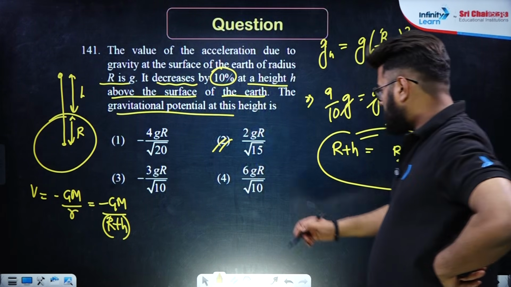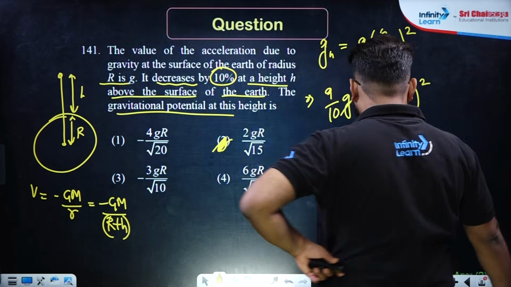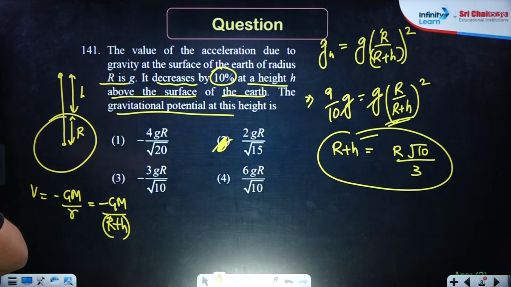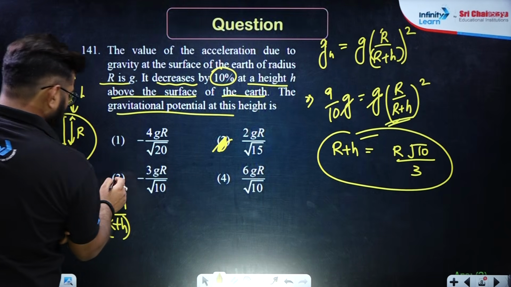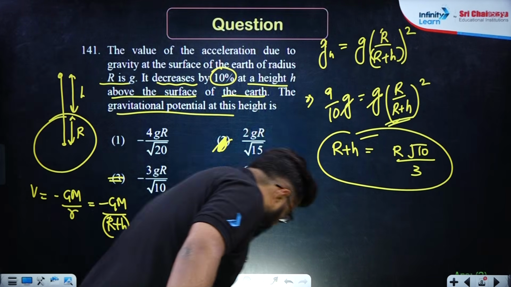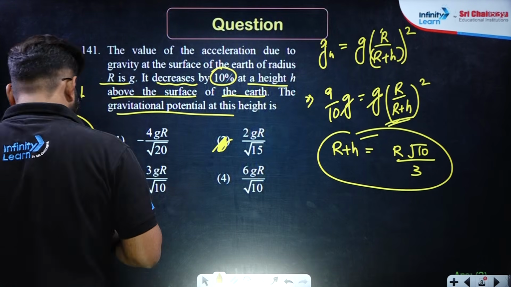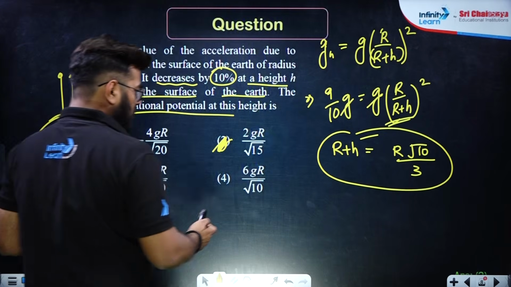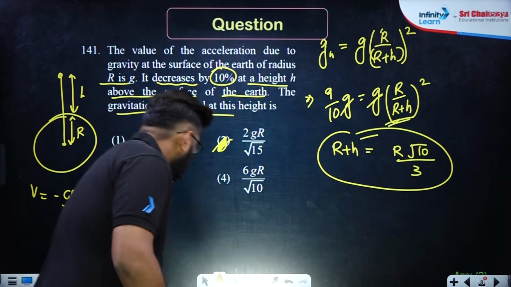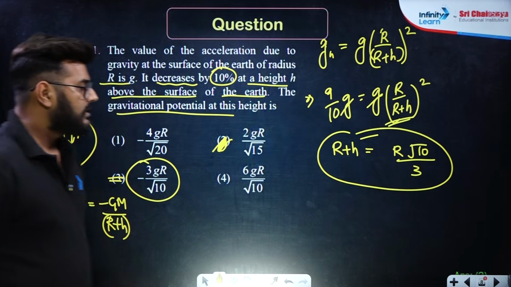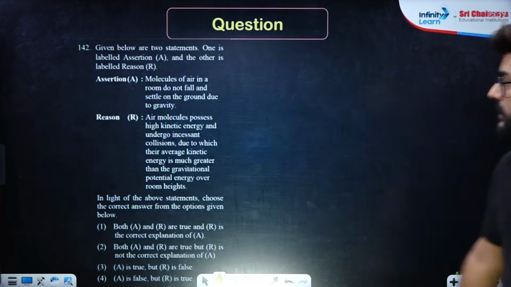Kindly check whether it is 2 or something else. Minus GM upon R plus h. The gravitational potential is turning out to be option number 3, not 2. Okay, let me check. Option 3, absolutely correct. It is not 2, I'm so sorry, the wrong answer had been written. It is this: minus GM upon R plus h is 3R by 10. Okay, so perfect. Let's move ahead.